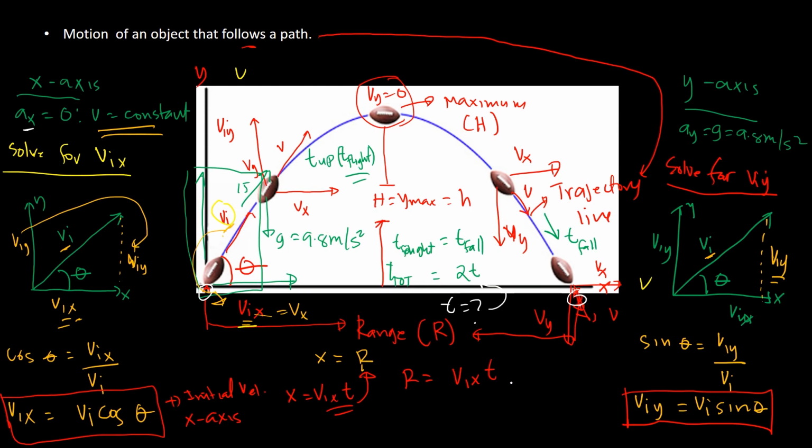That means that this will be equal to r is equal to v sub ix times 2t.